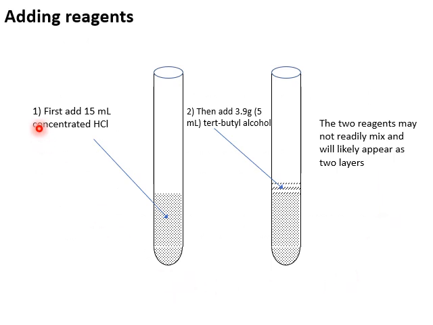So first, you add 15 mL of concentrated hydrochloric acid. You keep track of the volume that you're using. You then add 3.9 grams or 5 milliliters of terbutyl alcohol. Again, you have to keep track of these numbers. The two reagents may not really mix because hydrochloric acid is aqueous, is going to be diluted in the water, and so it's going to form an aqueous layer and an organic layer.